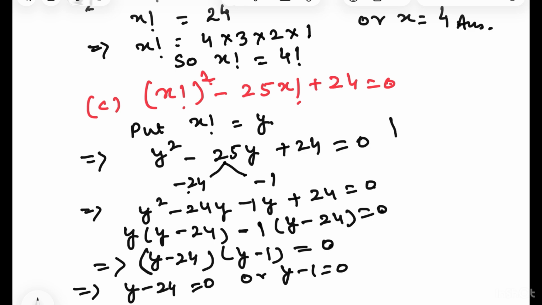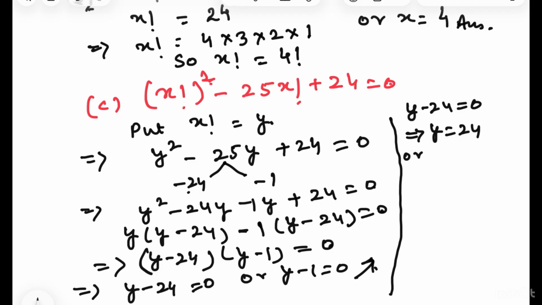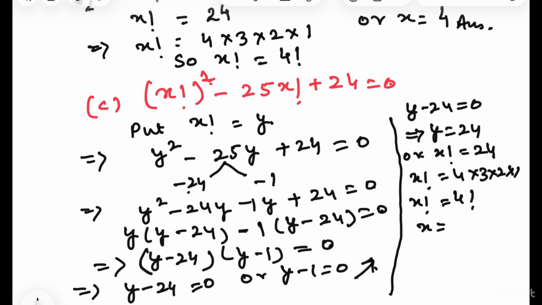अब y minus 24 कितना था? So this implies y minus 24 is equal to 0, implies y is equal to 24 or x factorial is equal to 24. अब x 24 का क्या बनता है? अभी हमने किया सम. x factorial is equal to 4 into 3 into 2 into 1. So x factorial is equal to 4 factorial, x is equal to 4.